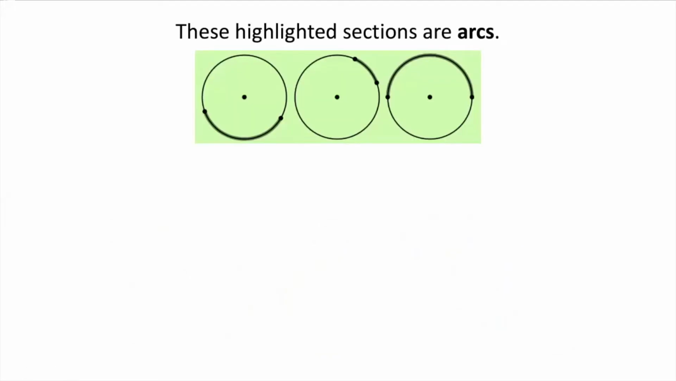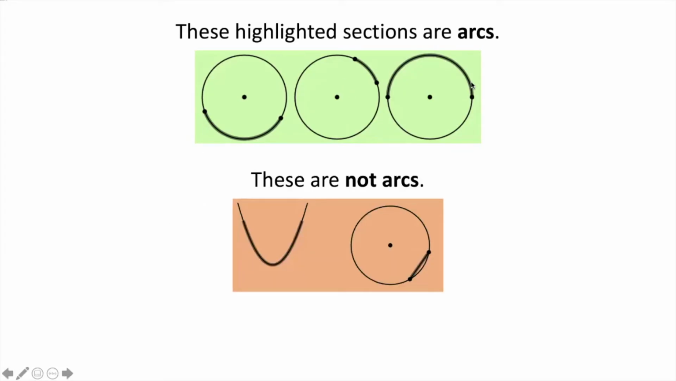And so on the screen right now, you are looking at 3 examples of an arc. So these highlighted sections are arcs, and these are not arcs. So by looking at these examples and non-examples, what is an arc? Write a definition in your own words, and you don't need to Google the definition. But using just these pictures, what do you think an arc is?